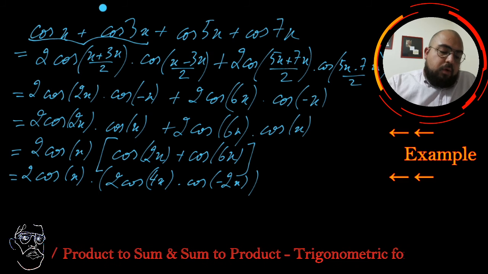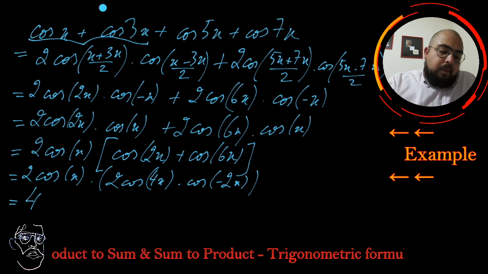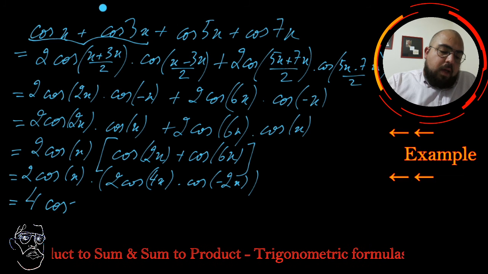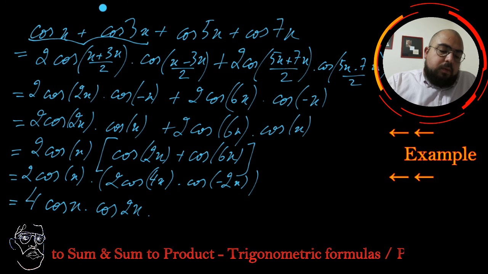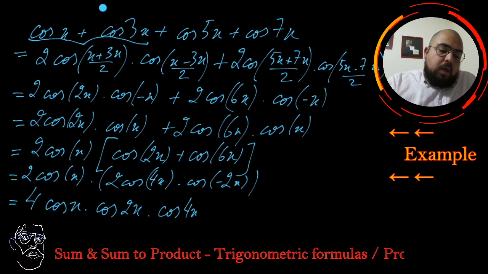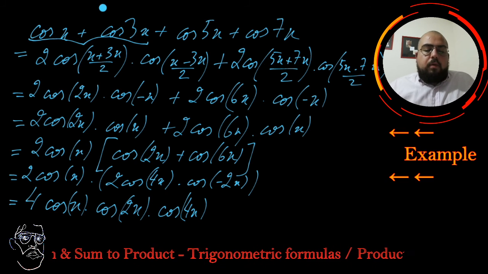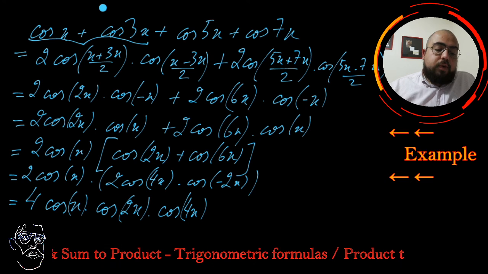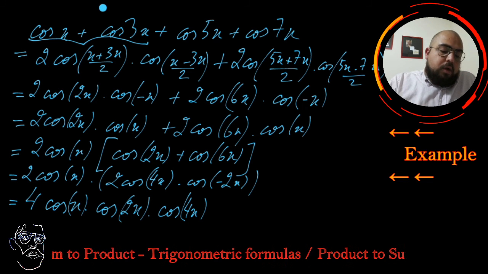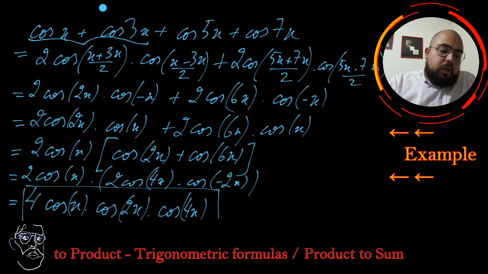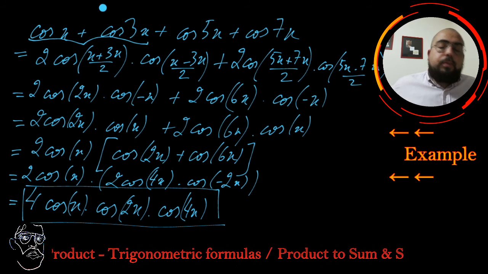All right, so finally I will obtain 4 times cosine x times cosine 2x times cosine 4x. As you can see, cosine of minus 2x is equal to cosine 2x. Simply, I'm using cosine minus alpha is equal to cosine alpha. So this is your final result. And this is how I was able to transform the sum into product.